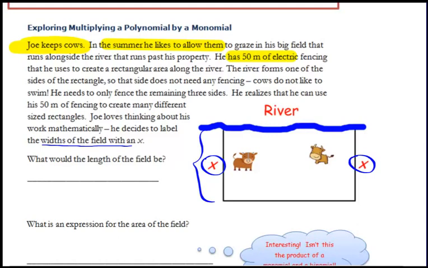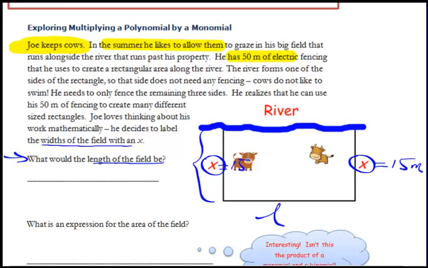Now we've got a question here. Look at the first question that we have. What would be the length of the field? We want to express the length of the field, this is L, the length of the field, in terms of X. Now let's think for a moment. What if he decided he would make the width of the field equal to 15 meters? So that would be 15 meters there. Over here we would also have X equal to 15.